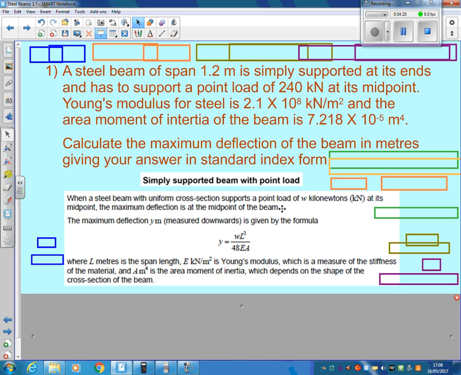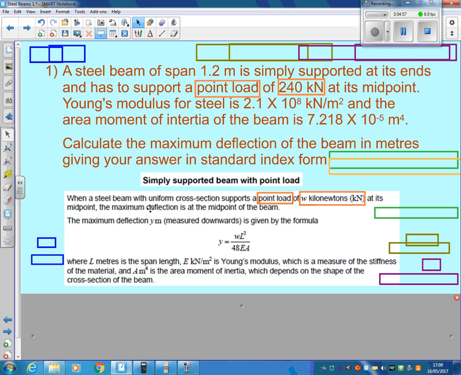Now let's look at what else we know about the thing. So we're saying a point load of W kilonewtons. So that's important. We're looking at a point load of W kilonewtons. Let's look up here where it says about a point load. Okay, a point load of 240 kilonewtons. So those go together.